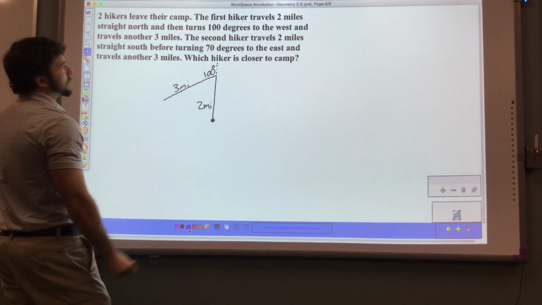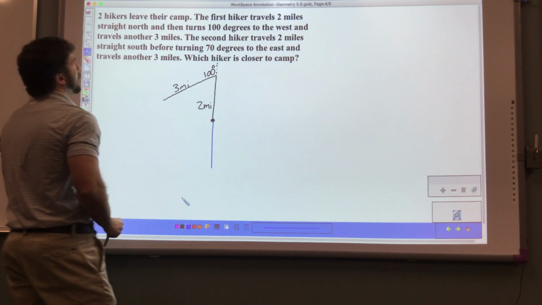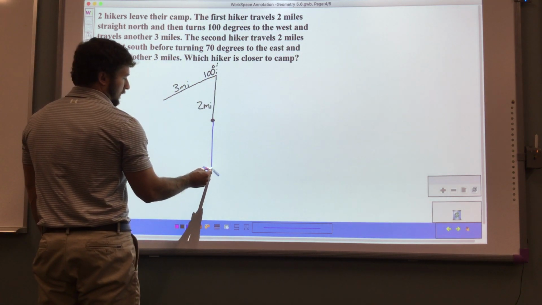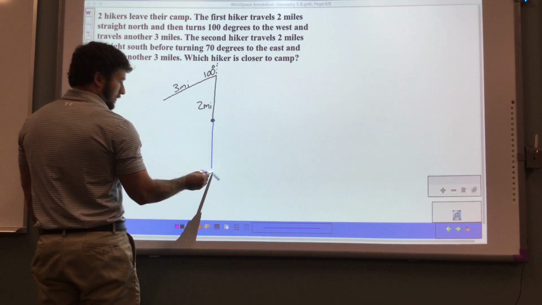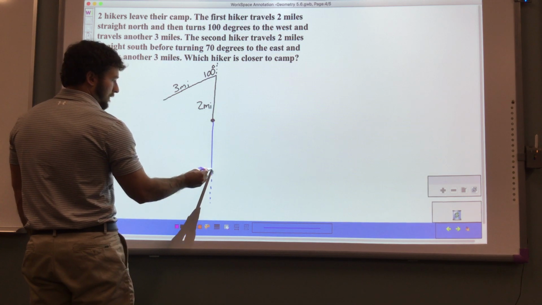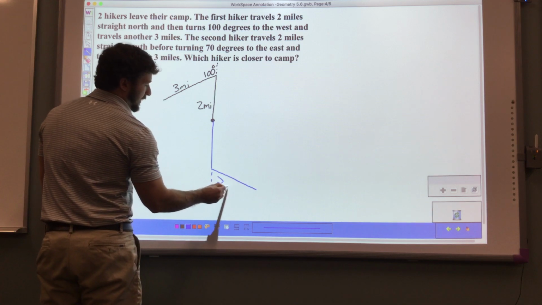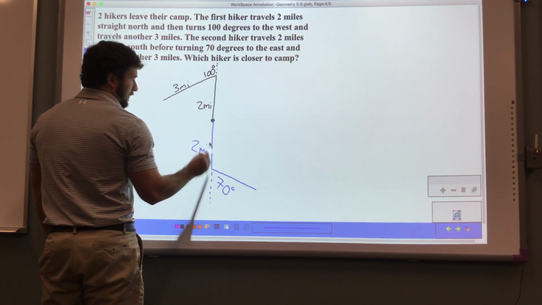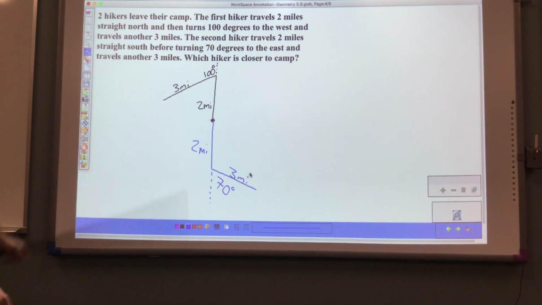We'll use blue. We go south for 2 miles. And then we're going to go 70 degrees east. East is to the right. So if we wanted to make a 70-degree angle, that would look something like that. So this is 70 degrees. And again, this is 2 miles, and this one is 3 miles. It says, which hiker is closer to the camp, the first one or the second one?